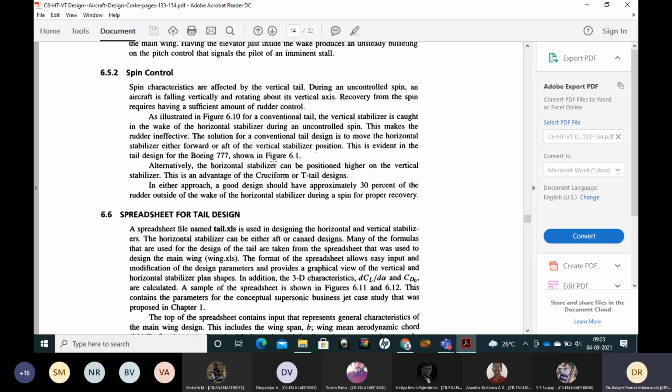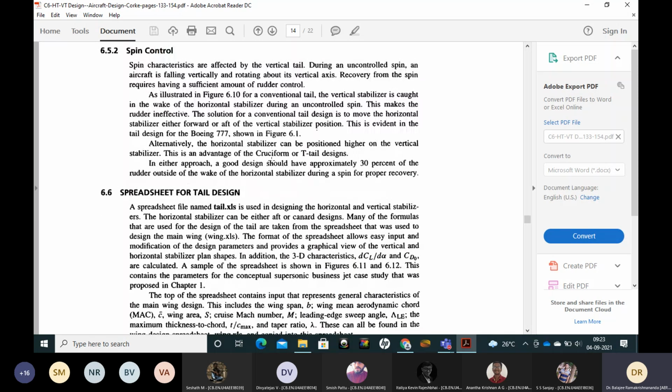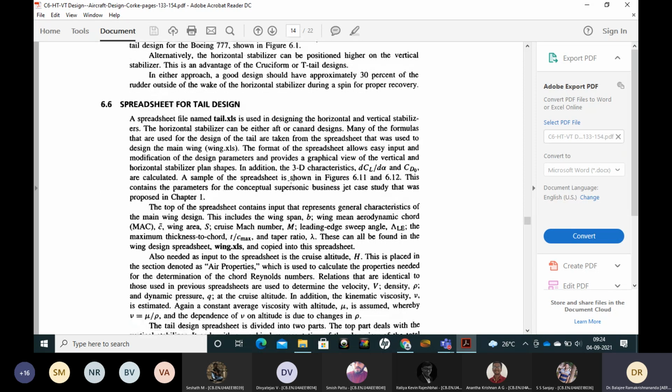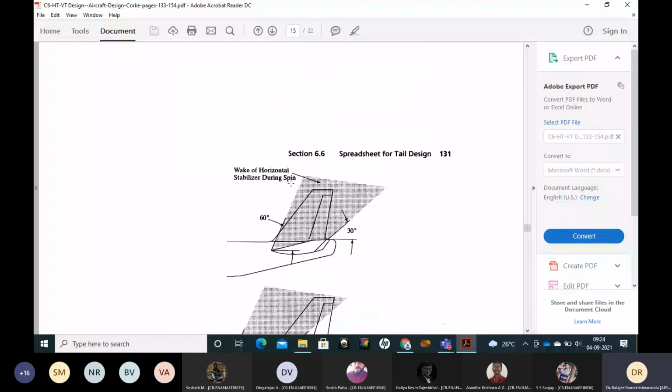Then finally, you'll have something called spin control. When you spin, you can imagine the aircraft is rolling. When the horizontal tail is rolling in one direction, the wind will be flowing in the other direction. Now obviously the horizontal tail will block the wind, so there is a wake. If the vertical tail or the rudder is in this wake, it is difficult to get out of the spin. Rudder is very essential to get out of the spin. So you should make sure the rudder is away from the wake.